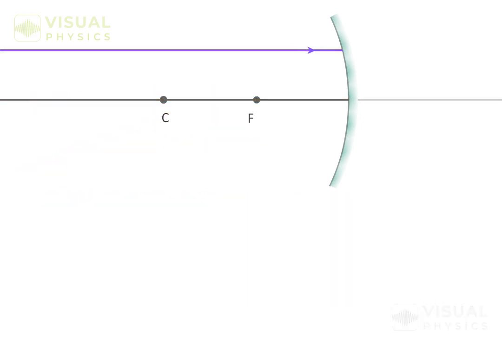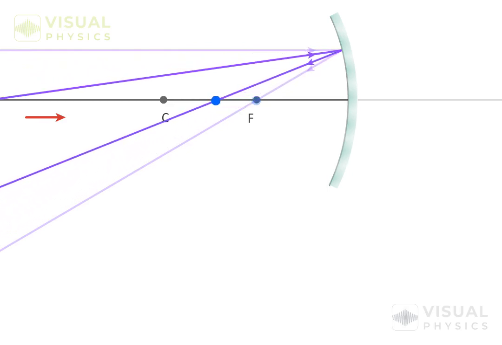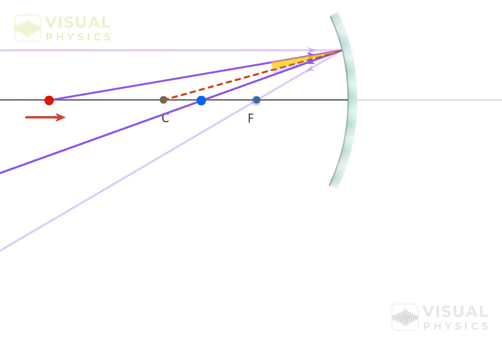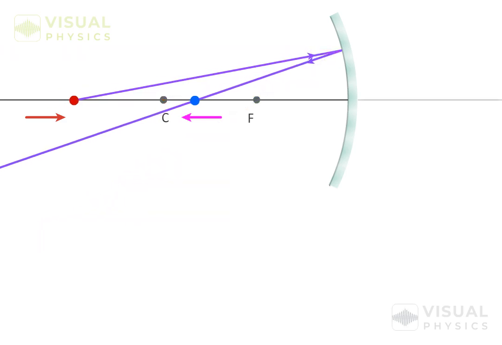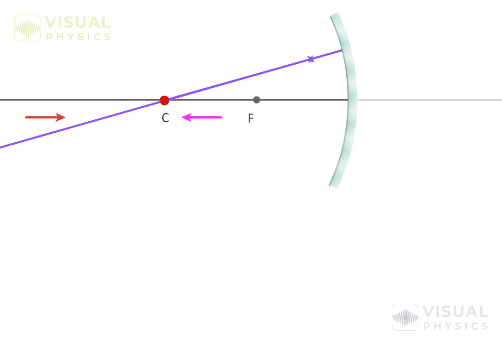Now, here the point to note is that if the object is at infinity, then we can consider the rays coming from it to be almost parallel and close to principal axis, and the reflected rays will converge at focus, and thus the image is formed at focus. As the object moves towards the center of curvature, then the angle of incidence, and thus the angle of reflection, will decrease. And thus, the image also moves towards the center of curvature. When the object is at the center of curvature, then the incident ray is normal to the mirror at this point, and thus is reflected back to retrace its path. Thus, image is also at the center of curvature.